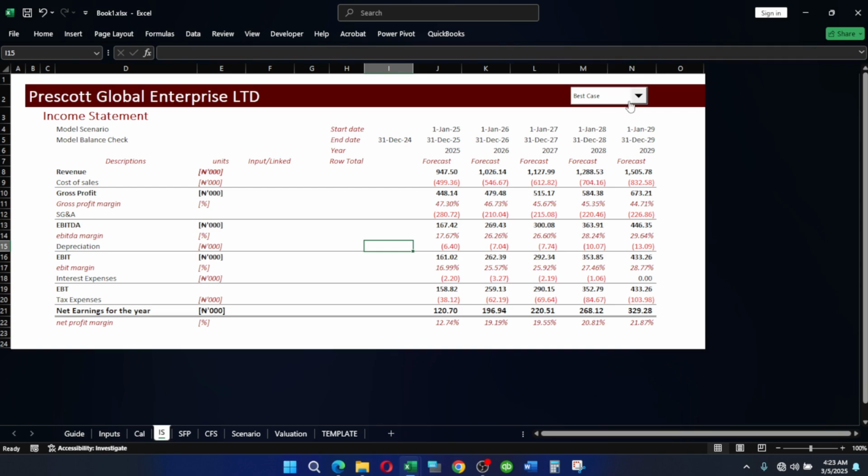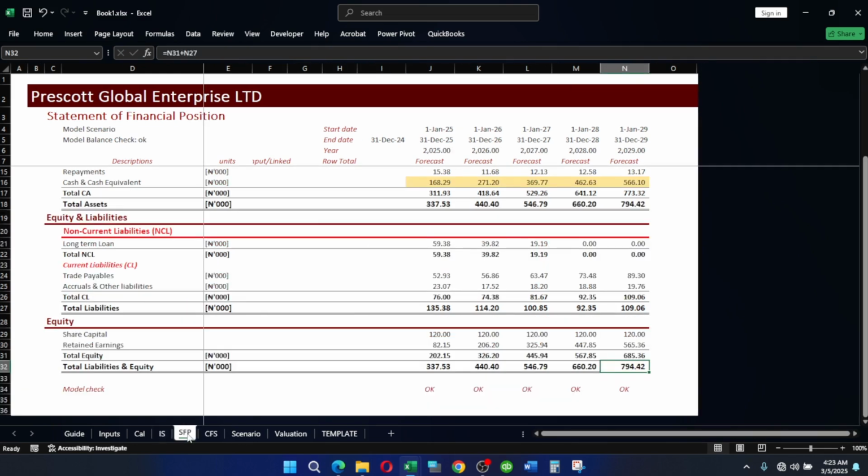Now, you can see that when you select the best case, everything changes. When you select the base case, which is the current state, everything comes back to normal. Then we have the worst case. So that is how we tie up our scenario analysis to our income statement, to our financial statement, and still we have our balance sheet balancing. So that is one good thing about building a good financial model or linking your financial statements accurately.